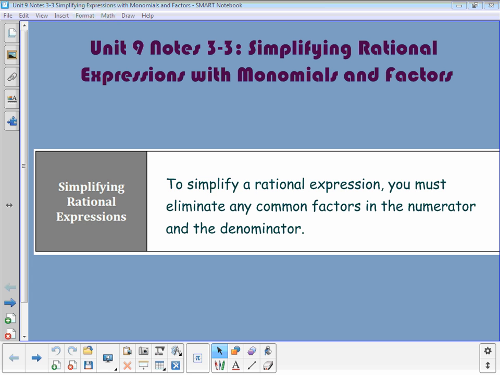But remember what we talked about yesterday, that when we state the excluded value, you need to make sure that you also include the factors that are going to be eliminated. You need to do both. So let's take a look.